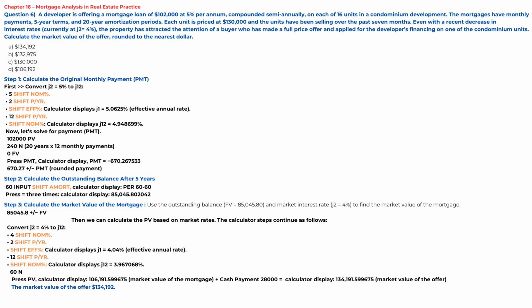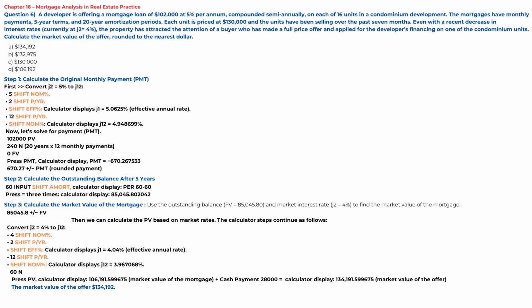Question 6. A developer is offering a mortgage loan of $102,000 at 5% per annum, compounded semi-annually, on each of 16 units in a condominium development. The mortgages have monthly payments, 5-year terms, and 20-year amortization periods. Each unit is priced at $130,000, and the units have been selling over the past 7 months. Even with a recent decrease in interest rates, currently at J2 of 4%, the property has attracted the attention of a buyer who has made a full-price offer and applied for the developer's financing on one of the condominium units. Calculate the market value of the offer, rounded to the nearest dollar.